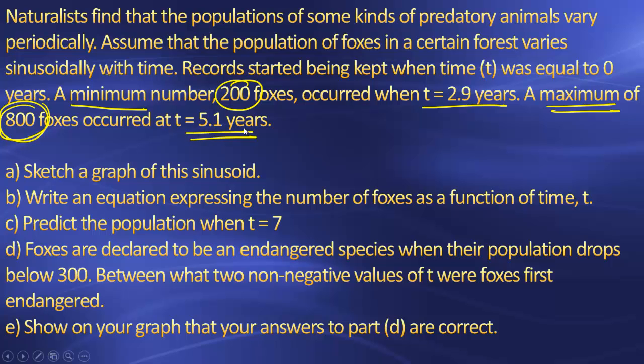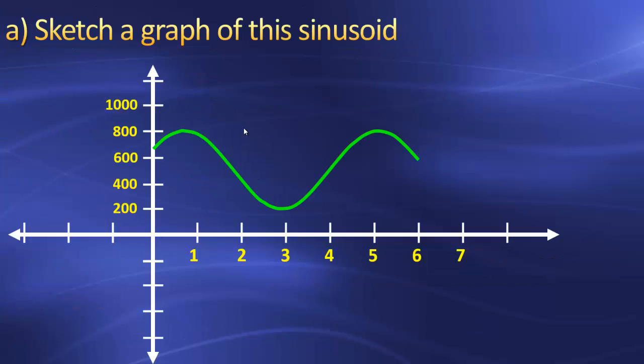All right, so the first thing we have to do is sketch a graph of this sinusoid. Now, I already did, but I want to explain how I got this. So this is the end product. What we know is that our minimum occurred at 2.9 years, and our population was 200. Our maximum occurred at 5.1 years, and was 800. So in order to find this graph, we need to determine if we're going to use sine and/or cosine.